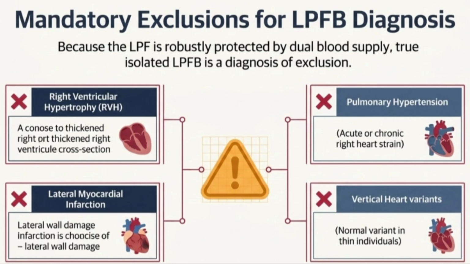RV hypertrophy, thickened right ventricle, lateral MI, pulmonary hypertension, acute or chronic with right heart strain, and vertical heart variants. Normal variants in individuals are mandatory exclusions for left posterior fascicular block diagnosis.